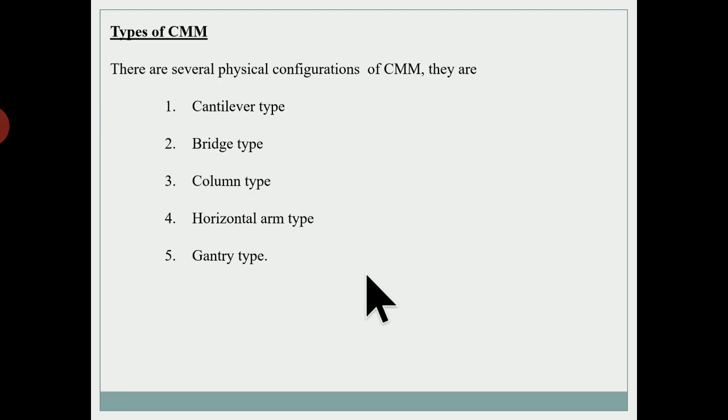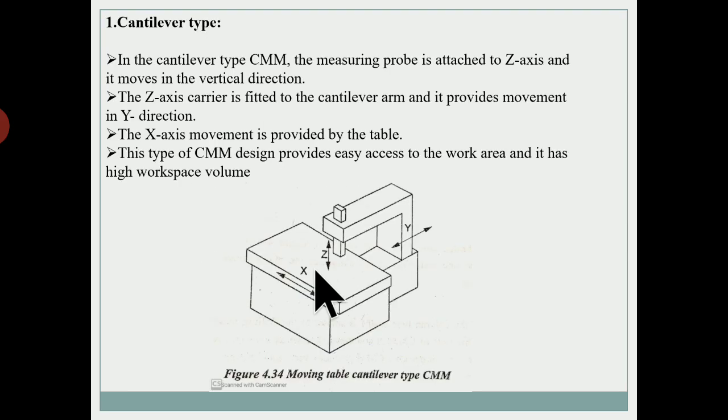Next one is types of CMM. There are several physical configurations of CMM. Some of them are cantilever type CMM, bridge type CMM, column type CMM, horizontal arm type CMM, and gantry type CMM. We can discuss individually. First one, cantilever type CMM.